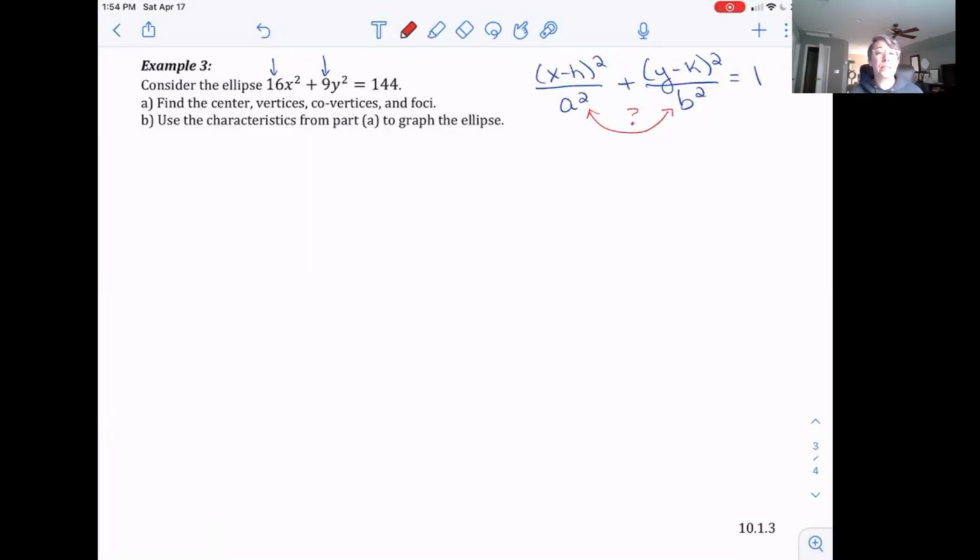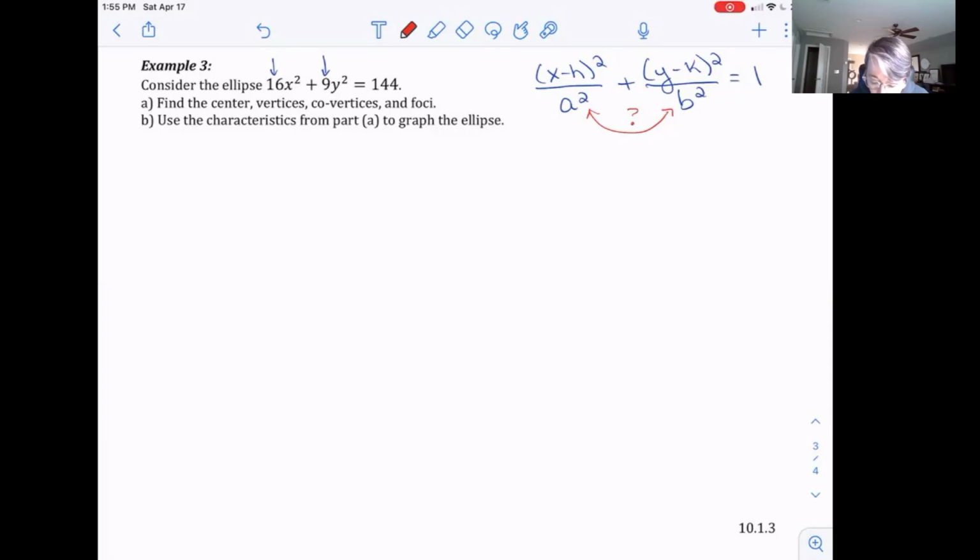We're asked to find the center, the vertices, the co-vertices, and the foci. So that means we need to find h, k, a, b, and c. And then we can use those characteristics to graph the ellipse. Do you have to find them first and then graph it? No. You could graph it first to help you if you're a visual learner. But we're going to use our algebra first this time and then graph it second.